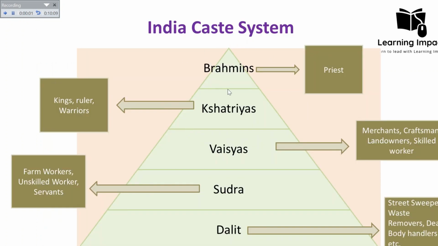Okay, and the Indian caste system classifies people into castes, and they have some defined occupations. For example, for Dalits, they have some occupations defined by society that they have to work for: street sweeper, waste remover, dead body handlers. The other castes also have different occupations, like farm worker, unskilled worker, and servants for Sudra. The Brahmins are mostly priests. So these are the different criteria which have been set by Indian society, and this caste system is more prominent in Indian society.